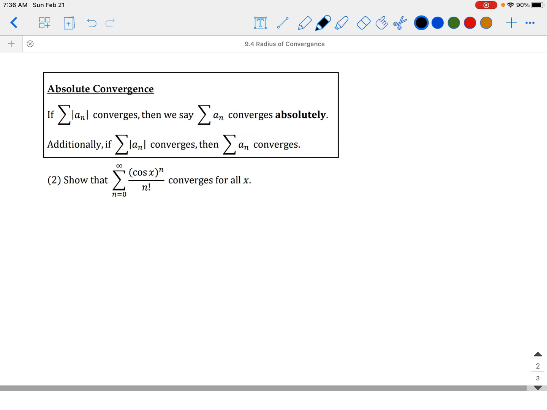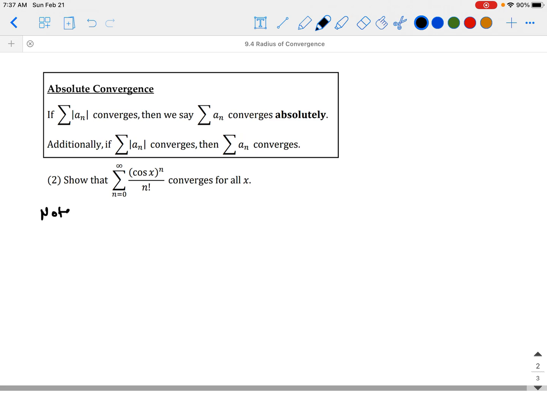So if we think of tests we could use, this is not geometric. The nth term test won't work because the sequence goes to 0. And then if we were looking at a comparison test, though, it looks like we could probably come up with a pretty good comparison test.